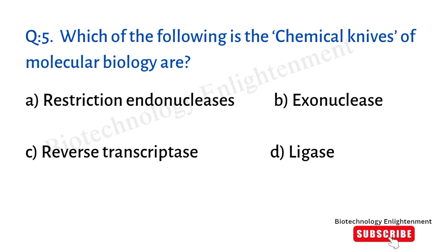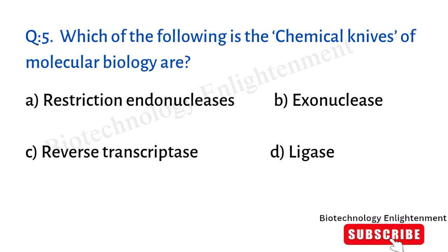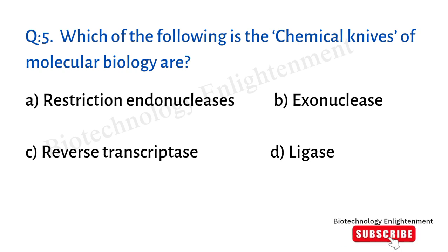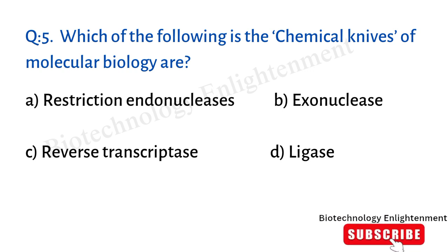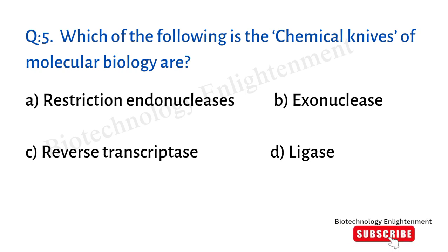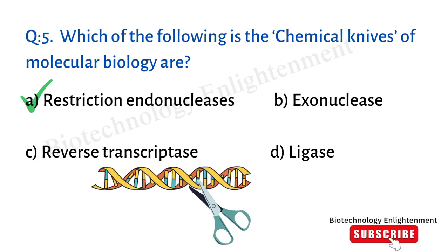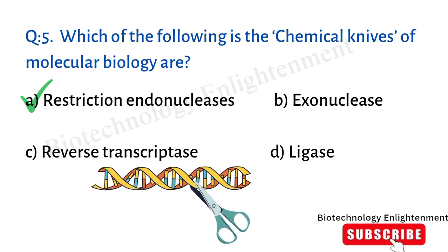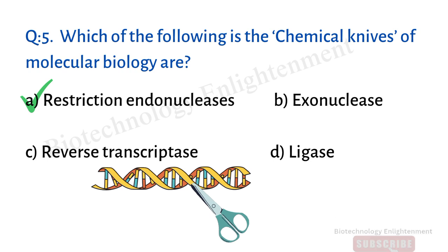Question number 5. Which of the following is the chemical knife of molecular biology? Option A, restriction endonucleases, option B, exonuclease, option C, reverse transcriptase, option D, ligase. The chemical knife of molecular biology is restriction endonuclease, because it cuts only at the specific site of the DNA or the gene, so the particular fragment can be inserted there.